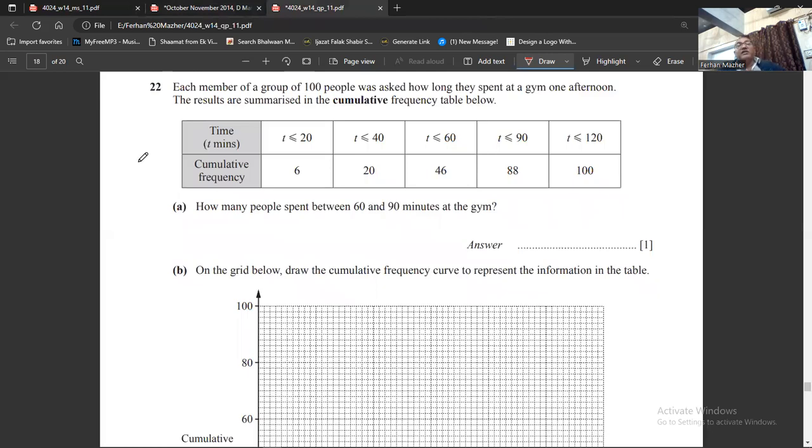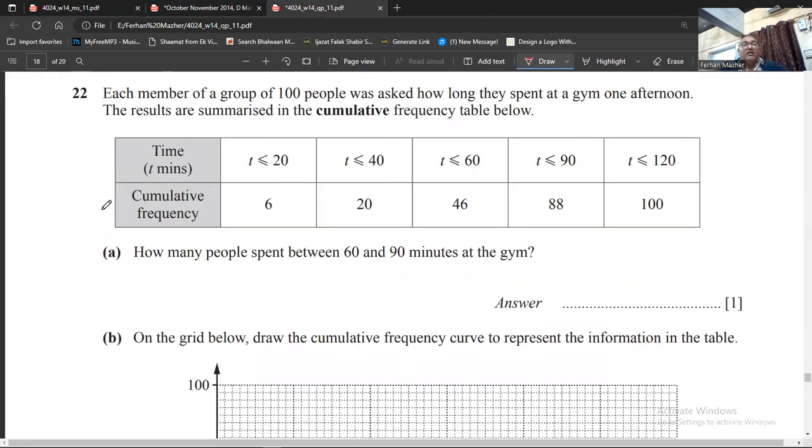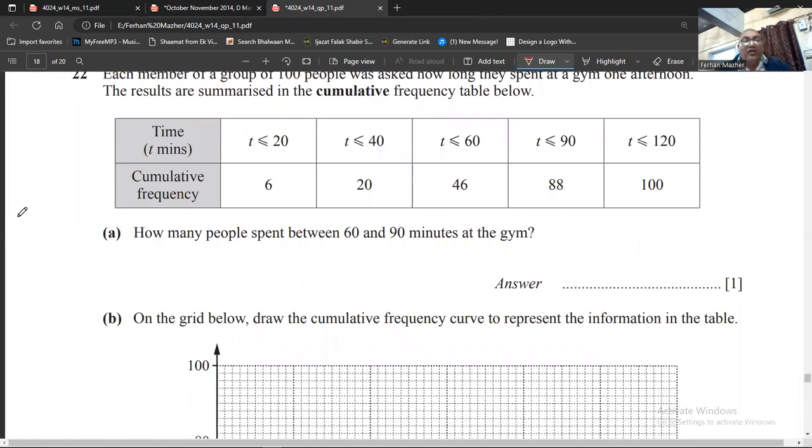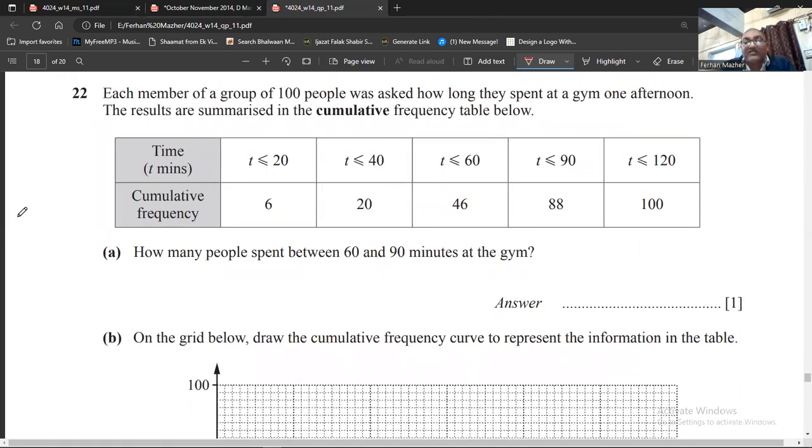He says each member of a group of 100 people was asked how long they spent at a gym one afternoon. The results are summarized in the cumulative frequency table below. Less than 20 minutes, 6 people; less than 40 minutes, 20 people; less than 60, 46; less than 90, 88; less than 120, 100 people. So how many people spent between 60 and 90?